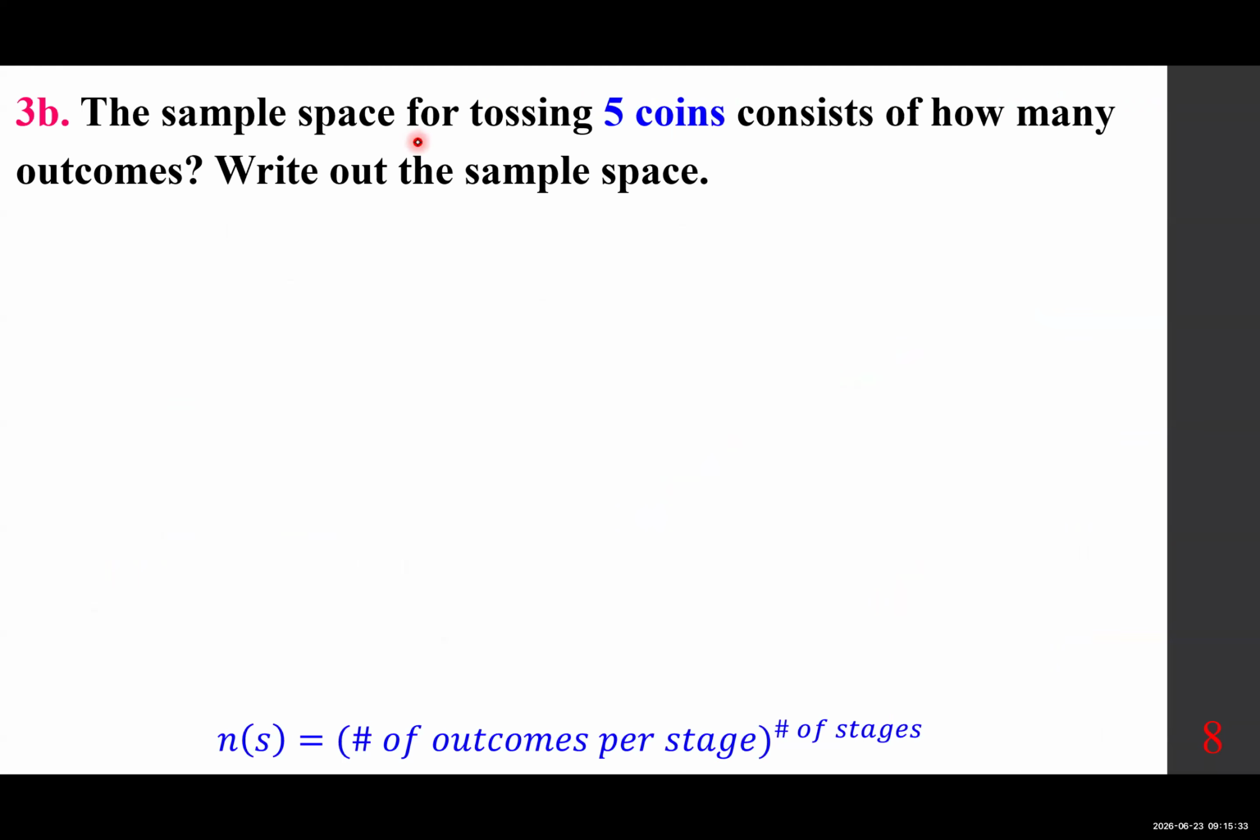The sample space for tossing 5 coins consists of how many outcomes? Write out the sample space. Again, this is the case, which makes it 2 to the power of 5. There are 2 outcomes. There are 5 coins, 32 outcomes. Then a diagram for 5 coins.